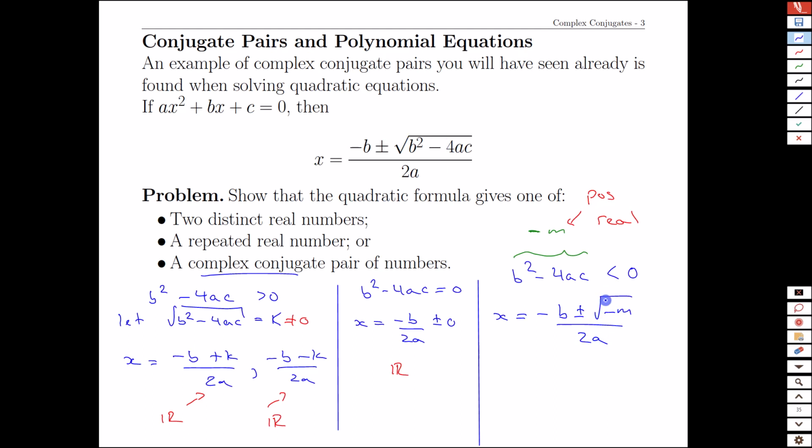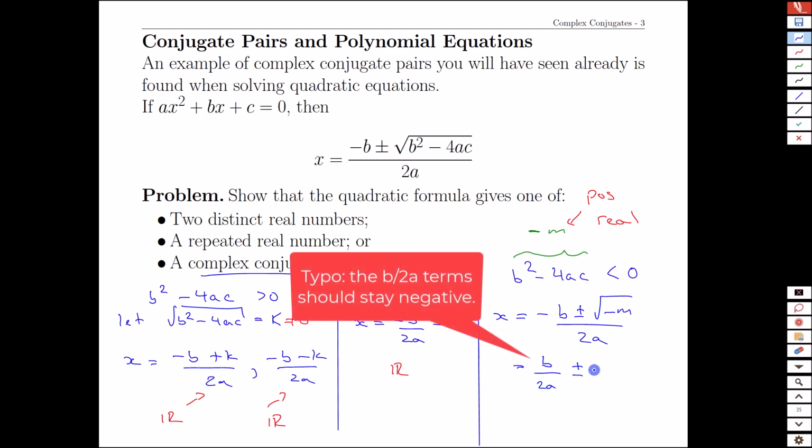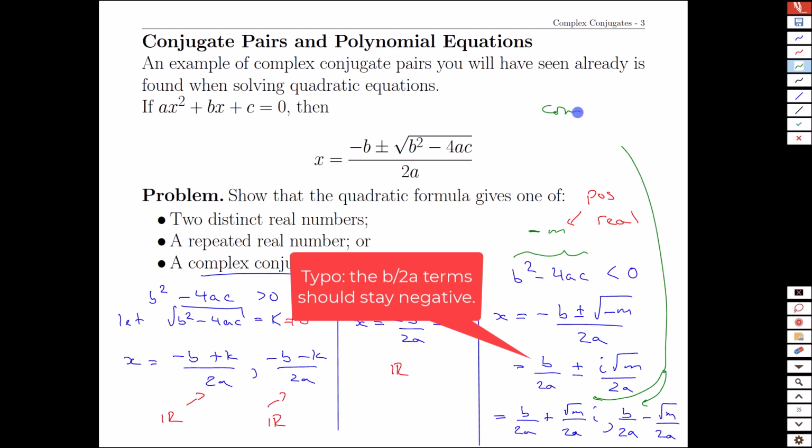We can factor out the negative of the square root. That gives us an i. So we're going to have negative b over 2a plus or minus i times the square root of m, also over 2a. And so we're going to get two values there: negative b over 2a plus the square root of m over 2a times i, and its matching version, the same thing with a negative. So negative b over 2a minus i root m over 2a. And this pair here is a complex conjugate pair.